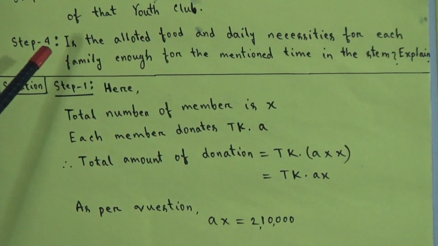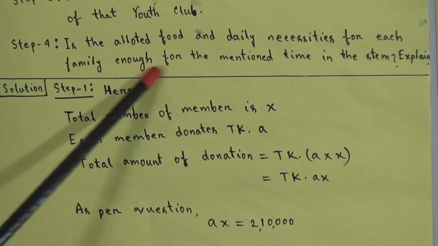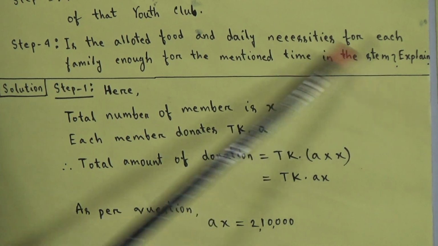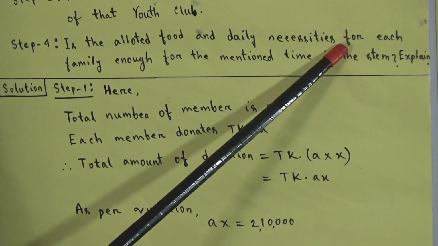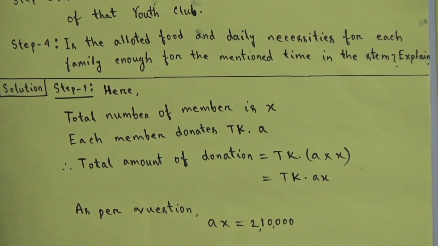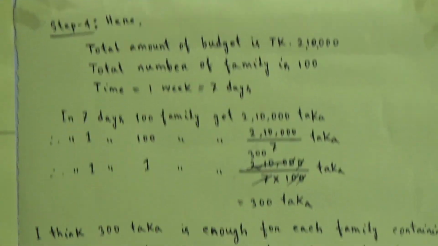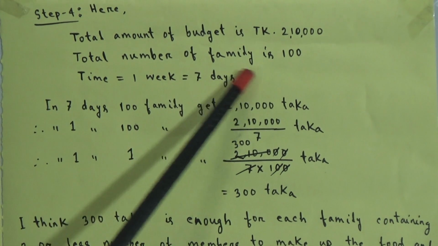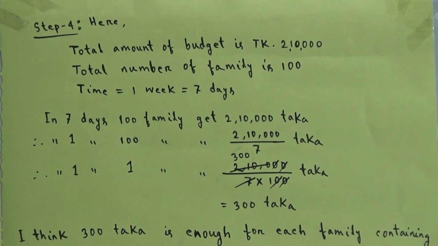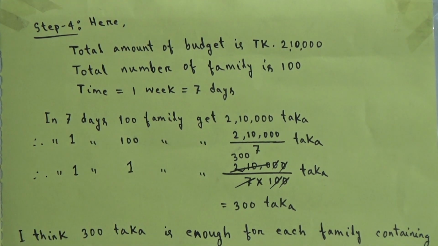Now we'll solve step 4. The question is: is the allotted food and daily necessities for each family enough for the mentioned time in the STEM? Dear students, in the STEM it is mentioned that the total amount of budget is 2,10,000 taka. The total number of families is 100. And the time is 1 week, and we know that 1 week equals 7 days.